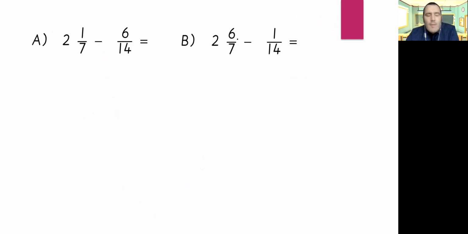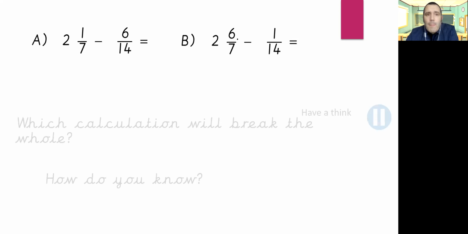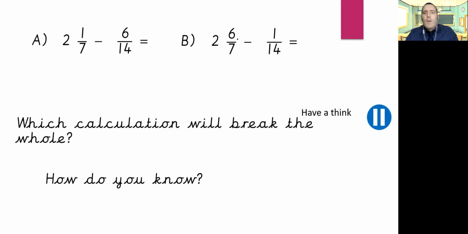2 more questions to have a look at here. 2 and 1/7 take away 6/14 equals, and 2 and 6/7 take away 1/14 equals. Which calculation here will break through the whole? How do you know? So have a think about this one. Pause the video here.